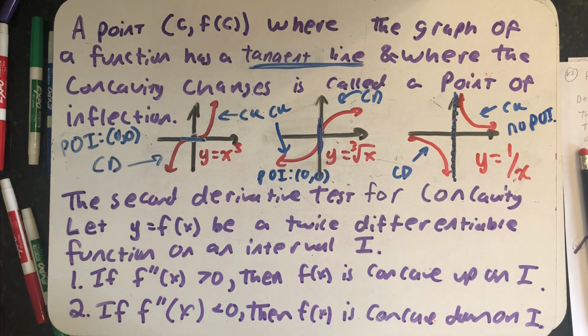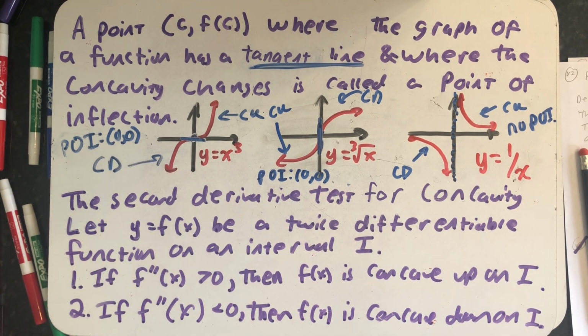Okay, the second derivative test for concavity lets us test for concavity without just having to visually inspect for it. What I know is when I have a region that's supposed to be concave up, my slopes are supposed to be increasing. Well, the slopes come from the first derivative. Well, that's a function. Functions increase when their derivatives are positive.